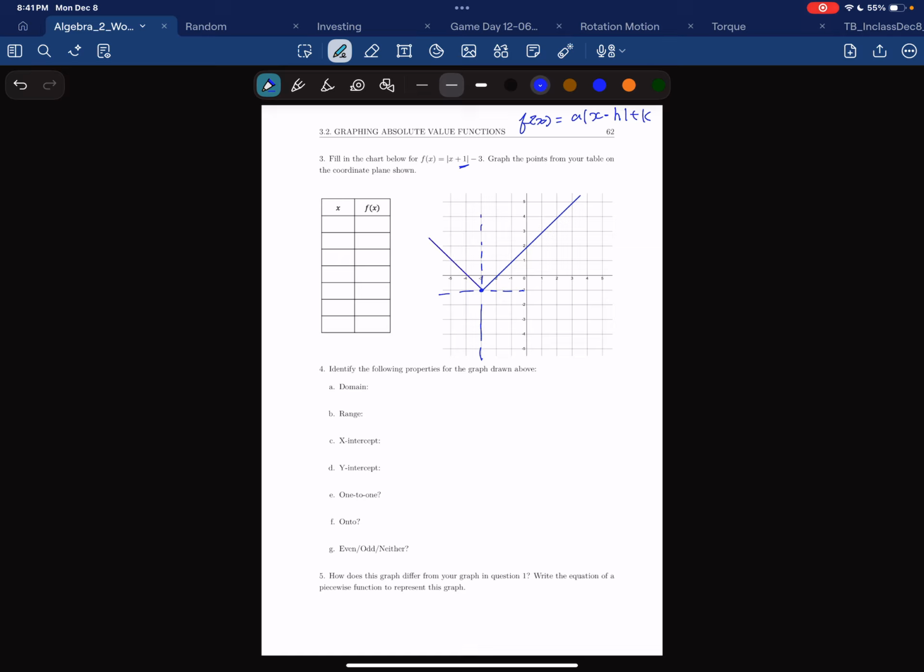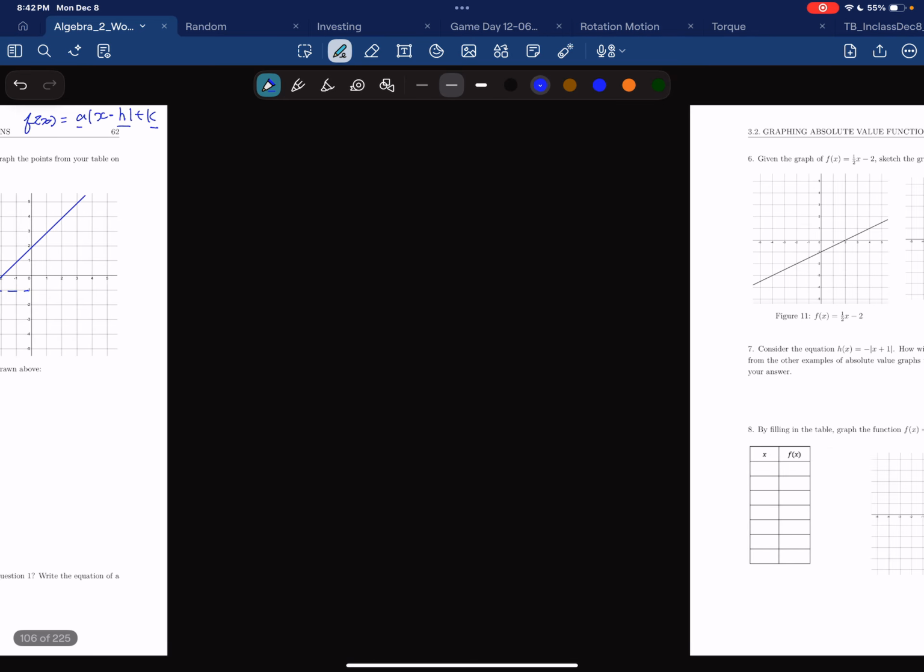All right. So all I need to know is my K, my H, and my A to make this function. So A is the slope. We rise over run, 1 time. H is the x coordinate of where the vertex is, and K is the y coordinate.